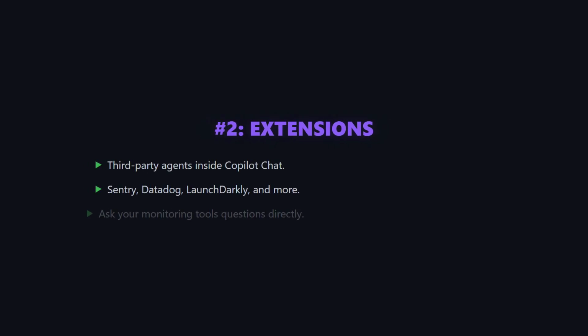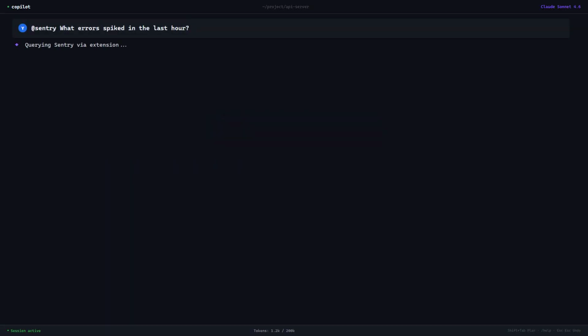Feature 2. Extensions. Third-party agents that live inside Copilot chat. Sentry for error tracking. Datadog for metrics. LaunchDarkly for feature flags. You ask your monitoring tools questions directly. No more tab switching. At Sentry, what errors spiked?